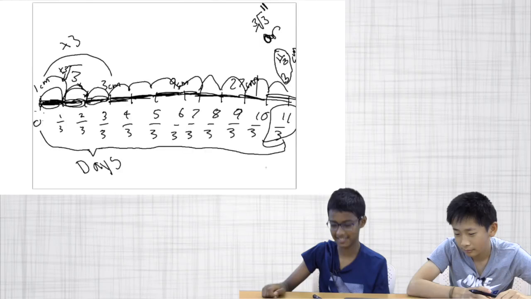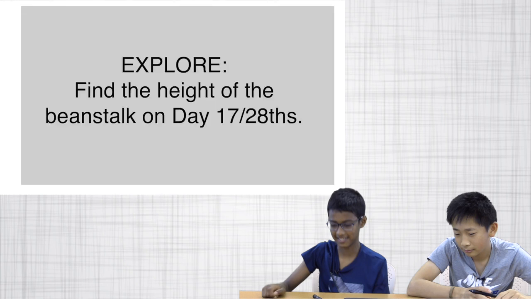In the previous episode, Josh and Arobindo explore the height of their beanstalk on day 11/3, using their equation and the number line. In this episode, Josh and Arobindo will use the number line to find the height of the beanstalk on day 17/28. Before watching the episode, try to find this height yourself. Use a number line to justify your answer.